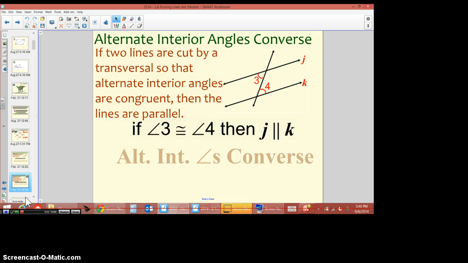There's only 6 reasons we're talking about today, so let's go through them quick. If angle 3 is congruent to angle 4, again, this is alternate interior angles. So instead of giving you parallel, I give you two angles are congruent, and you tell me what lines are parallel.